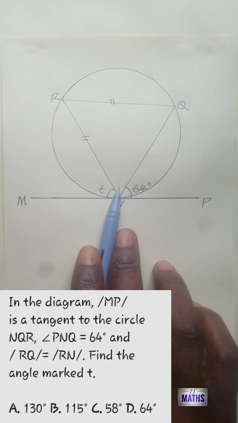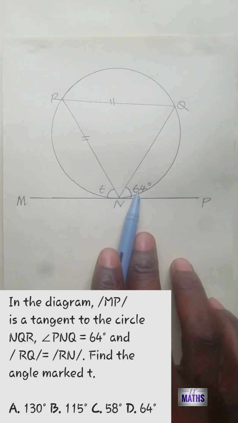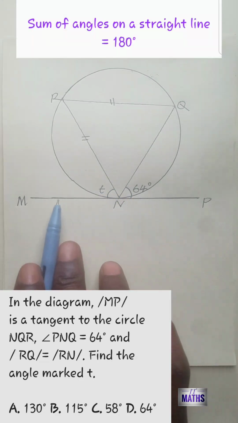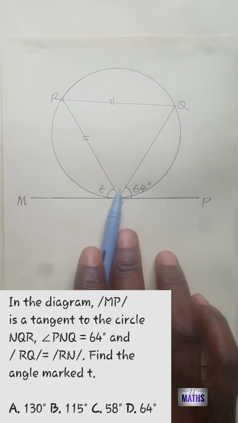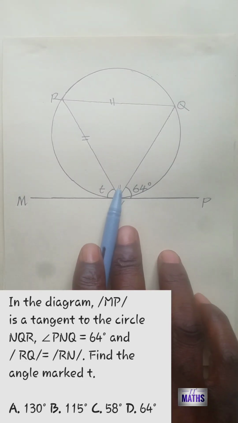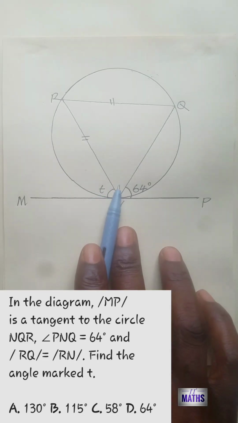If I knew this angle, it would be very easy to just add this angle plus this angle plus this angle and get 180 degrees, sum of angles on a straight line. Now, I'm not given this angle. Therefore I'm required to find this angle. If I know this angle, my question is solved. So how can I know this angle?